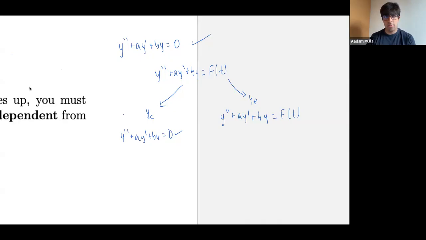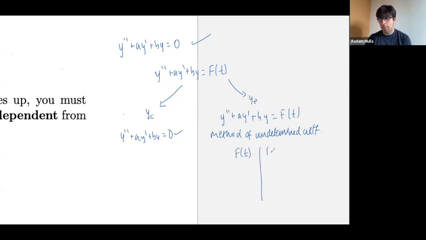So the first case is where, depending on f of t, we're going to take a guess. This is called the method of undetermined coefficients. What that means is we basically guess an answer for yp, and we plug it in and we see what our coefficients are going to be. So given f of t, this is going to be our guess. It's like another table to add to your notes.